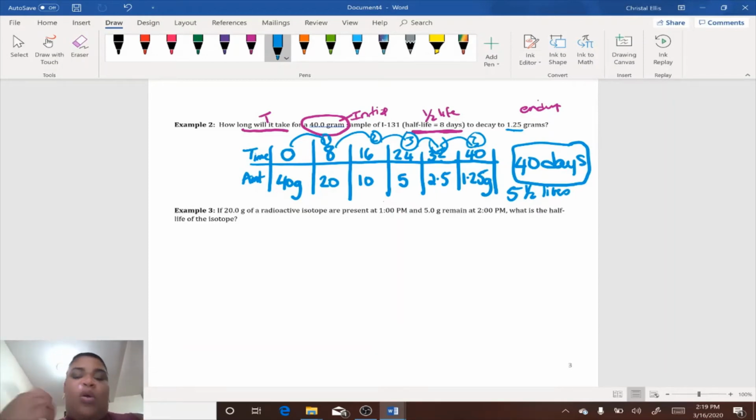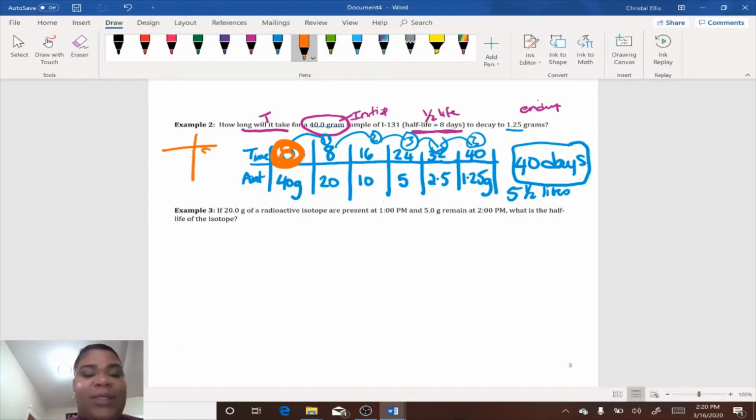So one area where I noticed that scholars make mistakes is when they're figuring out what their half-life is. Two areas. One, scholars are not starting at time equals 0. They will tend to put time equal 8, which is the half-life. You do not start with your half-life. If you do that, you're going to mess up. Scholars will have 8 and then 40, and then this will be 16, and then it will be 20. You're going to end up with the wrong answer.